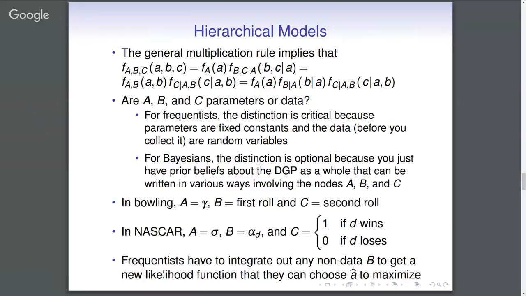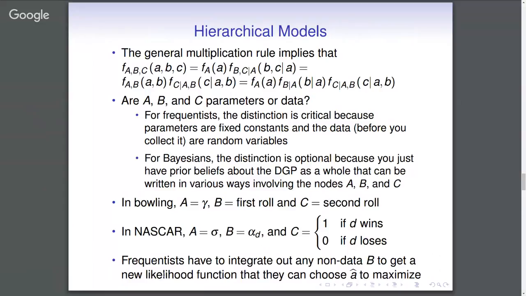But in this expression, are A, B, and C parameters, or are they data? For Fisher, it's a critical distinction because parameters are fixed and data are random. You can estimate parameters, but your estimator, because it's a function of data, is also going to be a random variable.